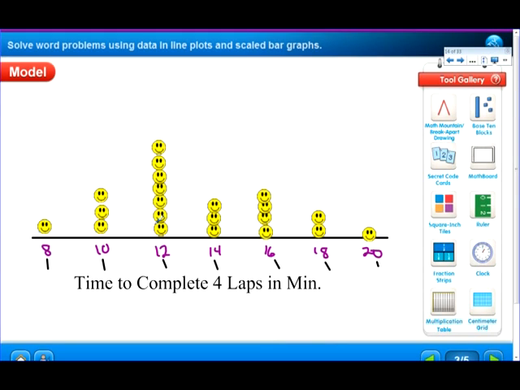Now let's ask you some questions. What is the least value on the line plot? The least value on this line plot is this number right here, 8.